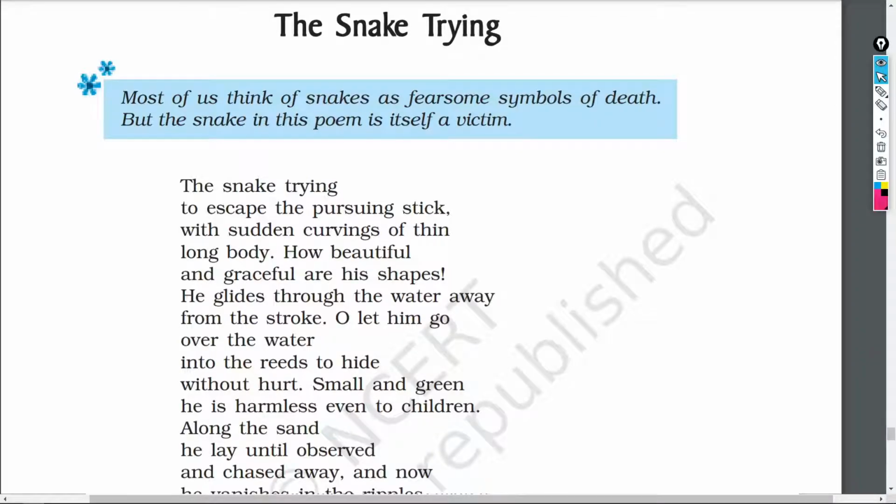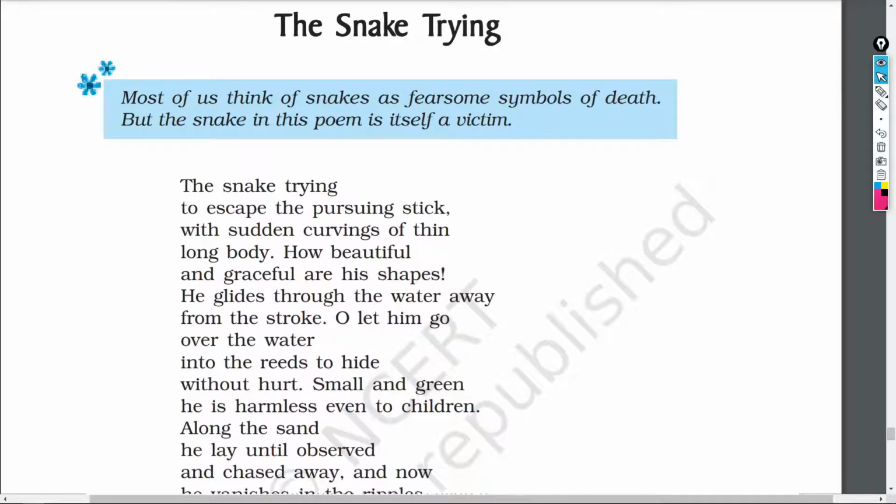Because many a time, my dear children, what does the poet do? The poet takes liberty with the word, with the grammar also, for effecting rhyme or rhythm, for the sound effect. Many times the poet takes the liberty. Therefore, it is better that we should be very familiar with the way of reading the poem, and particularly the sound of the poem. Therefore, in order to learn that, let us go to the poem The Snake Trying.